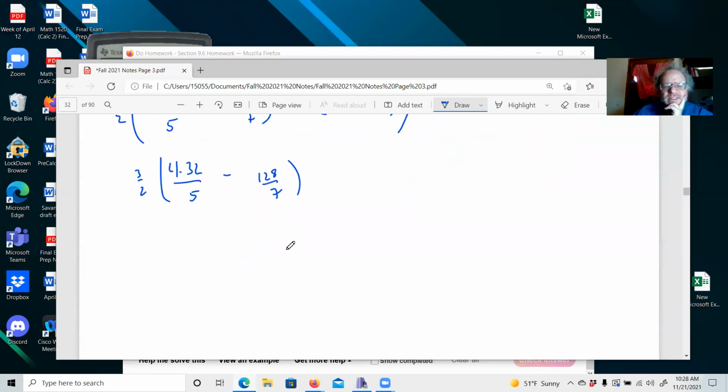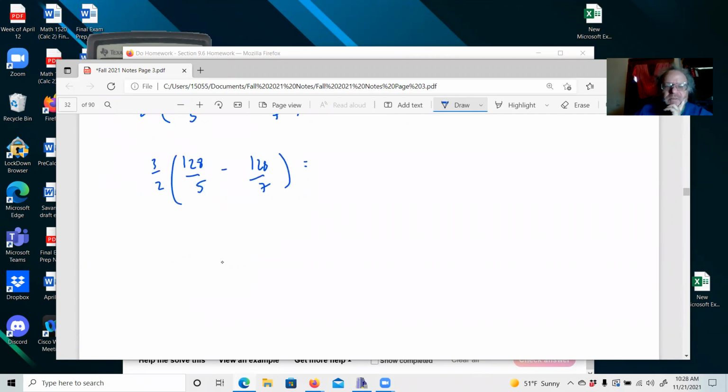Right? So this is also going to be 2 times 2, so it's going to be 64. And then 128 over 5 minus 128 over 7, times 3/2. This one I would definitely, this is what's going to happen: 128 over 5, we have 7 over 7 minus 128 over 7 times 5 over 5. Okay, that's what we should do.